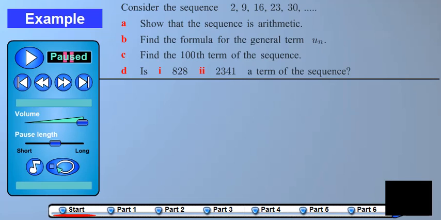Now let's go to lesson 2 about arithmetic sequence. Let's start to complete the previous. An arithmetic sequence is a sequence in which each term differs from the previous one by the same fixed number.